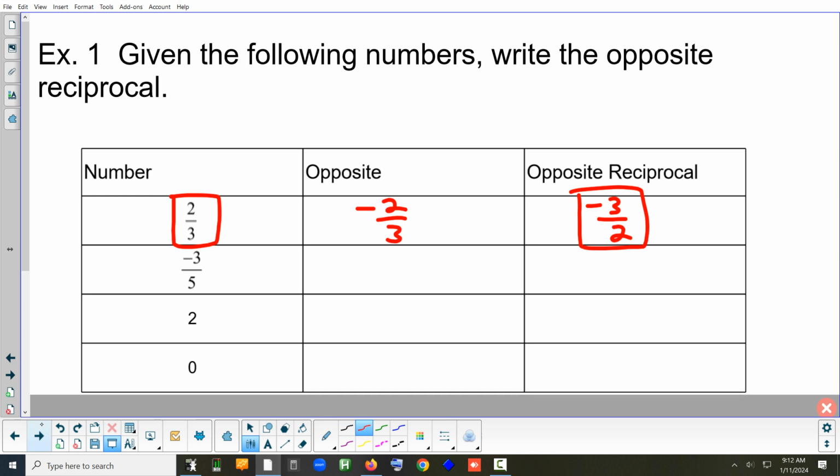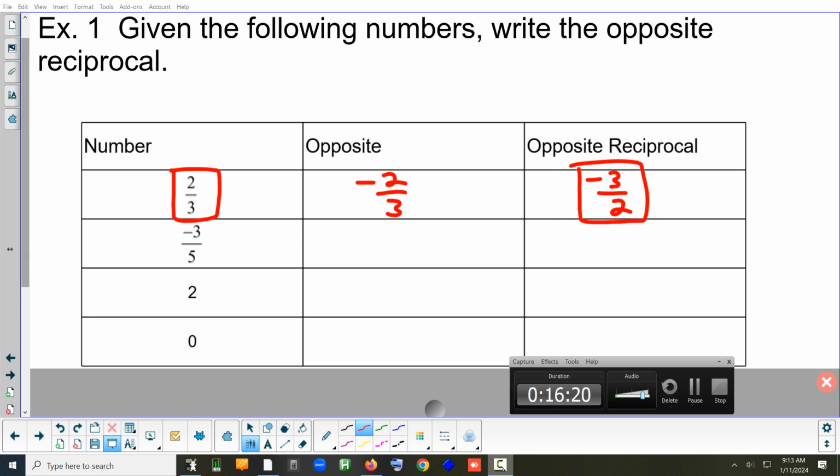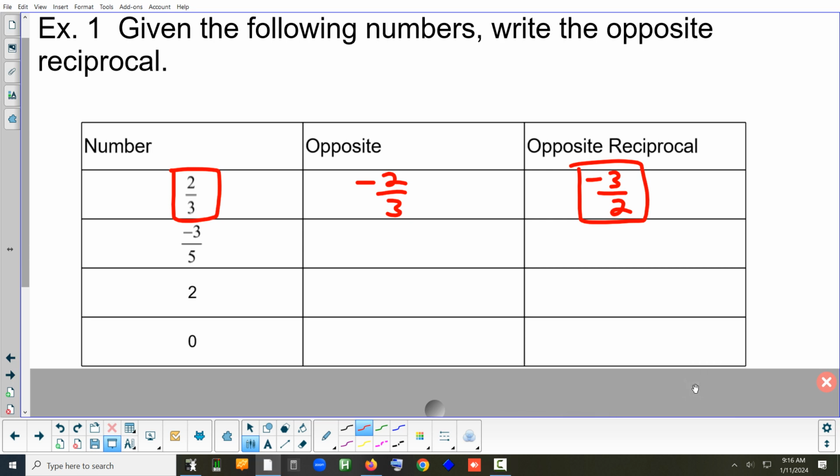So why don't you guys try those 3. See if you can give me the opposite of each number, and then the opposite reciprocal. Good. Let's start with -3/5. What's the opposite of -3/5? Yep, 3/5. And then what's the opposite reciprocal? Yep, 5/3. Perfect.